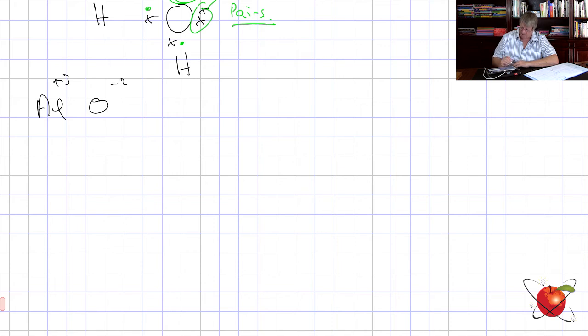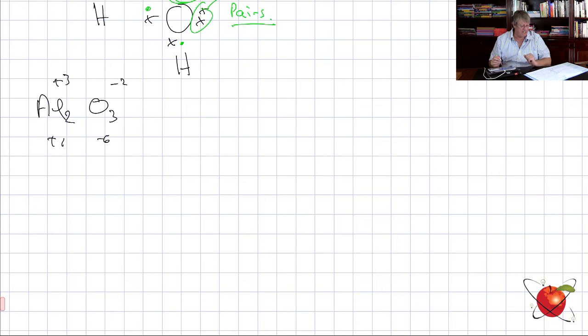Al plus 3, O minus 2. So I've got to balance the numbers out again, remember? So what do I say? Right, that must be 2 and 3, which gives us plus 6 and minus 6. Therefore, I'm correct. Now, how does this form? Well, let's have a look.